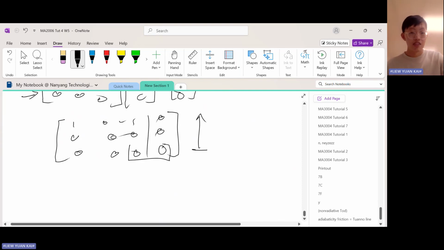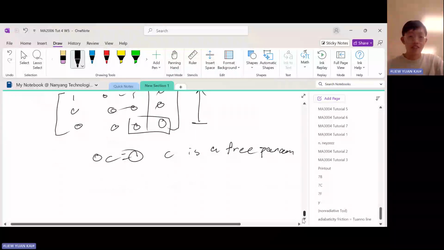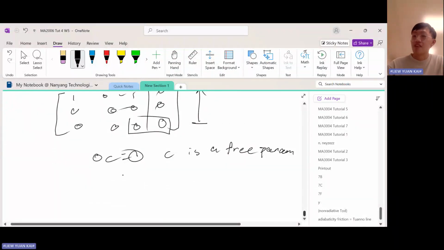You focus on this first. This states 0z is equal to 0. Sorry, not 0z, it's 0c, because c is the third unknown. This states that c is a free parameter. This is because when c, let's say for example, c is equal to 1, will this equation be satisfied? Meaning, will the left hand side be equal to the right hand side? And the answer is yes, because 0 times 1 is still 0, which equals the right hand side.